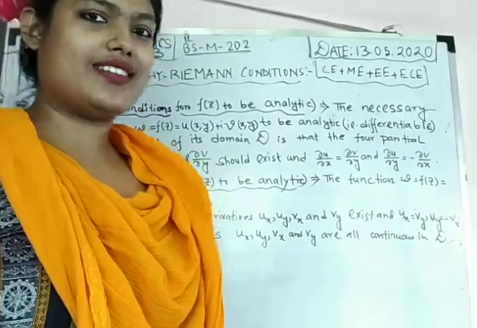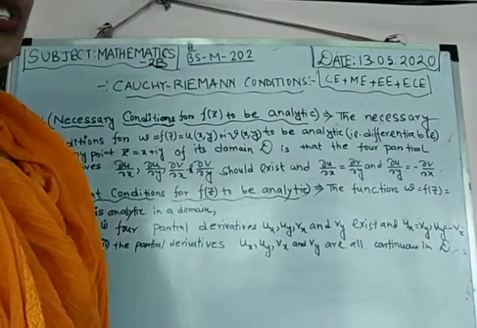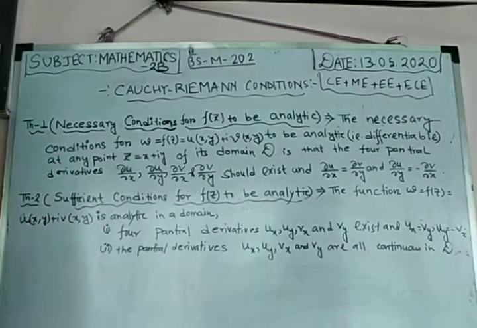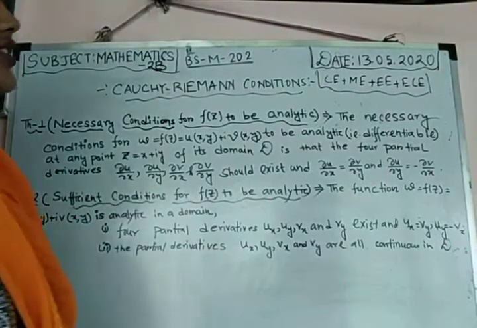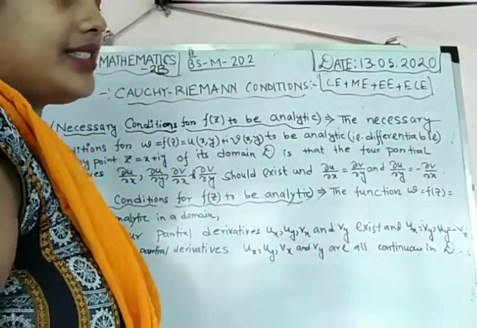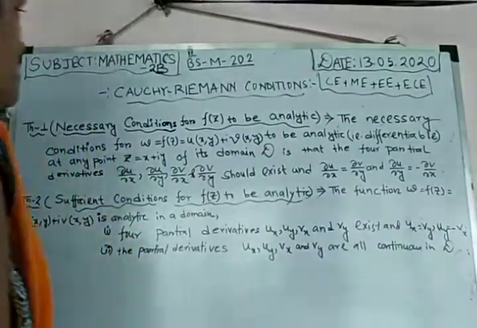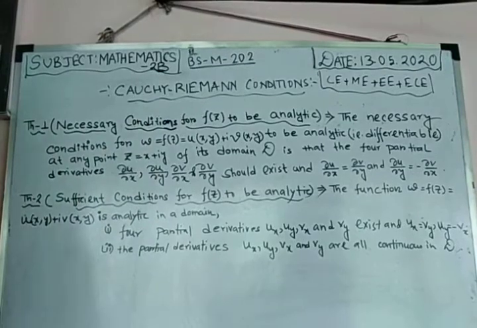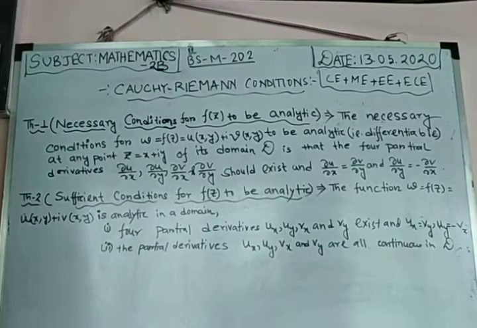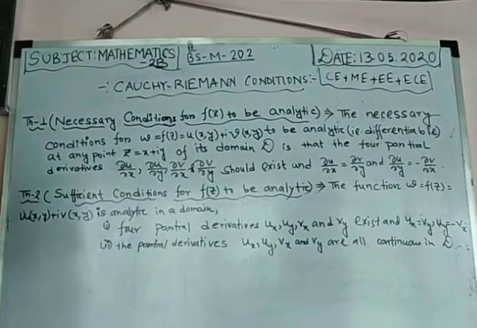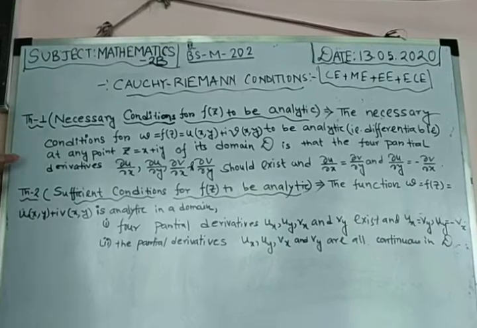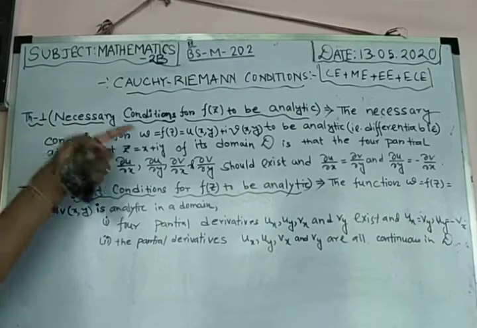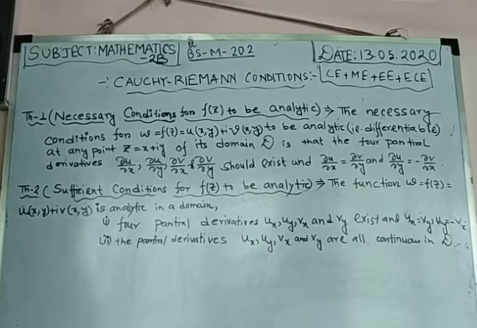Today the topic we will discuss is the Cauchy-Riemann equation in the complex integration chapter. This is for civil, mechanical, electrical, first year, second semester students, subject code BS-M-202. First of all, for the Cauchy-Riemann equation, there are two theorems, theorem 1 and theorem 2. The first theorem is a necessary condition for f(z) to be analytic.